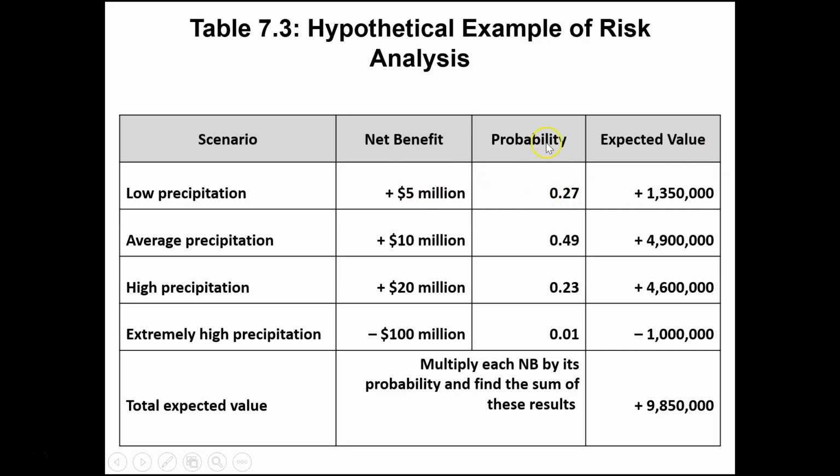So you take this column times this column, and you get the expected benefit, or the probable benefit from low precipitation, right? And then we have the probable benefit from average and the probable benefit for high, and you add all of those up. So this very last row is the total expected value, the average expected benefit from the dam. It is take each scenario, multiply it by the probability that it will happen, and then add all those up.